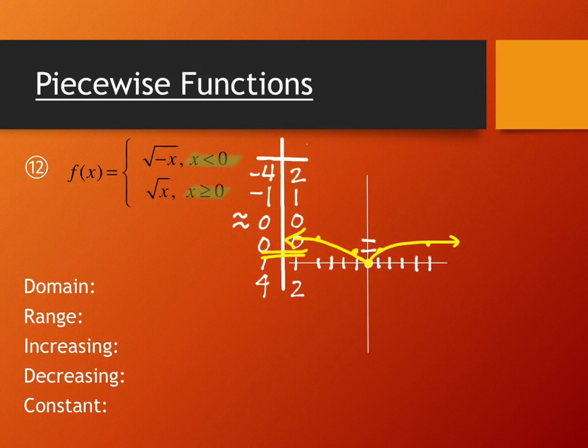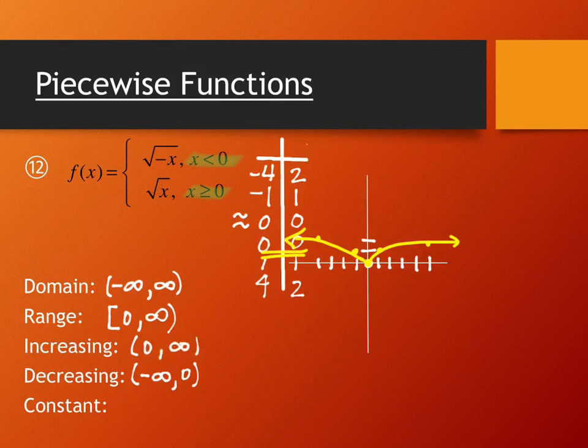What's my domain? Negative infinity to infinity. What's my range? 0 to infinity. On the far left of the graph, what is initially happening? It's decreasing. So this one is decreasing from negative infinity till 0. And then from 0 to infinity, it's increasing. There's no constants. Is it a function? It is. It's a funny function. It's defined piecewise, but it's funny.